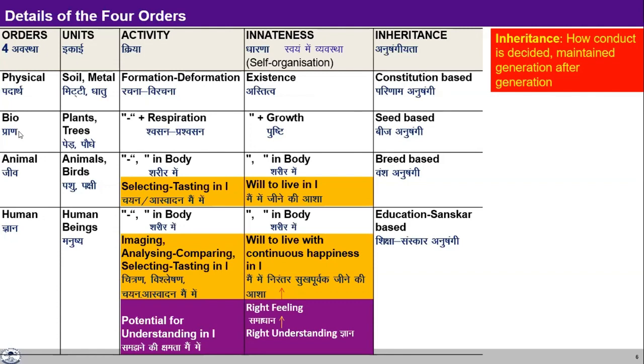If you look at the bio order, the conduct is based on seed. So seed will have a particular constitution, isn't it? But in addition, it has the added inheritance in the unit. If you look at the seed of a neem tree, it is so small, and the seed of a banyan tree, it is so small, and that same small seed grows into a big tree, either a neem tree or a banyan tree. That small seed has this constitution in such a way that it can grow into a big tree by utilizing the activity of respiration, by growing with innateness.